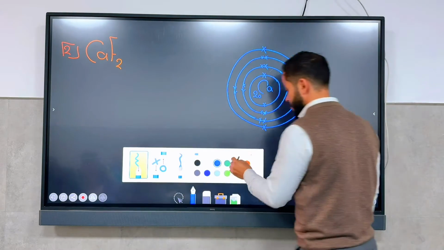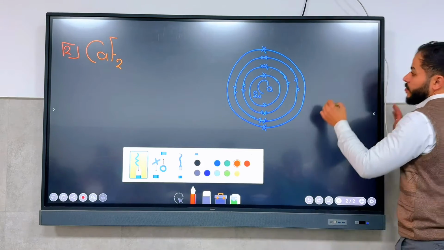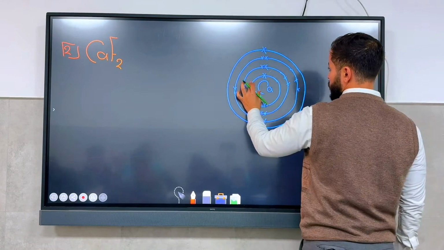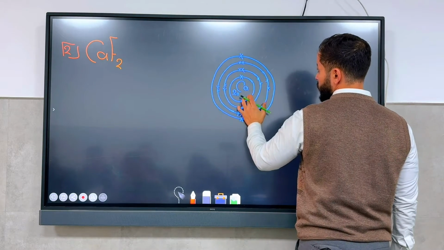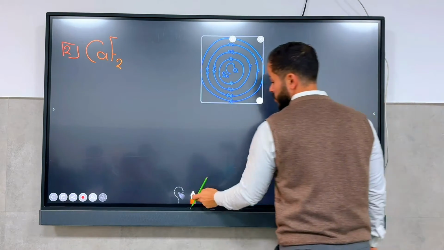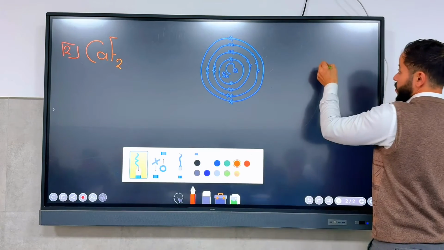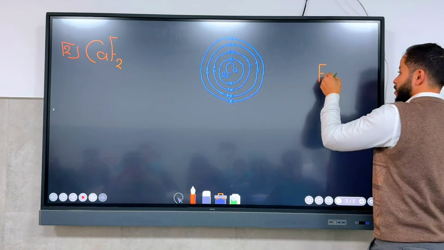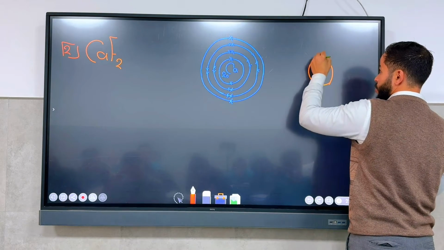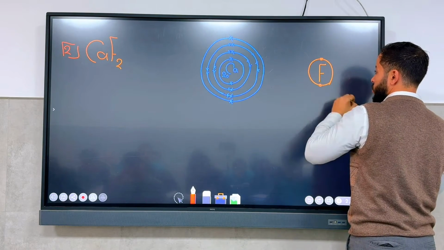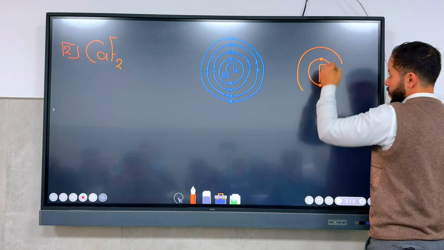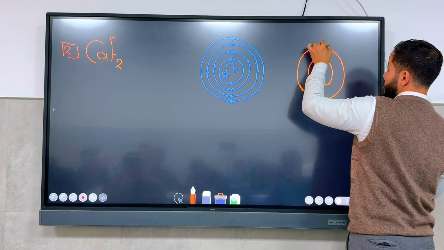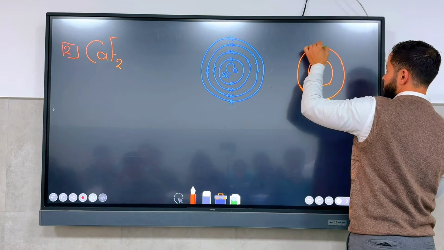The fluorine atom, guys, is in group what? 17. So what is its atomic number? 9. So 9. The first shell has 2. The second has 7.